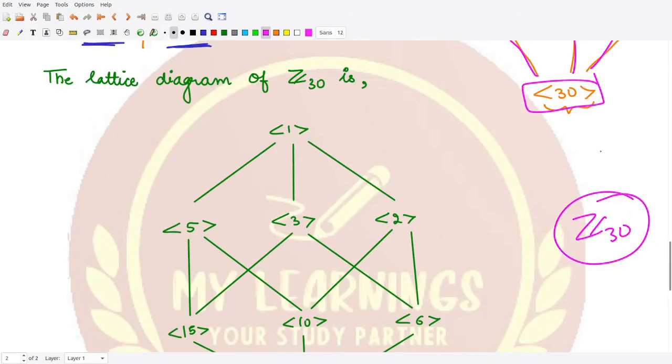I hope you understood what a lattice of subgroups is and how it is used to draw different diagrams.